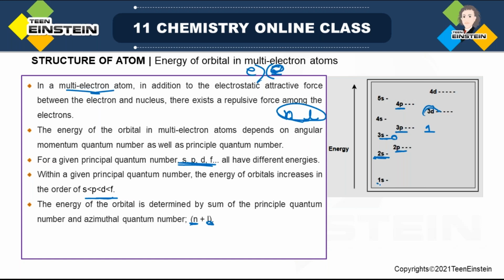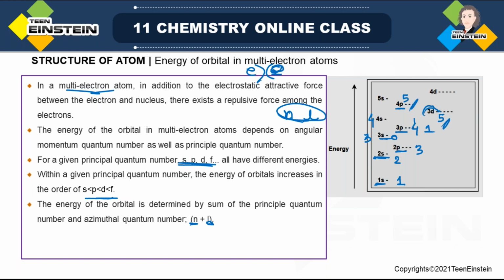Okay, so that is why for 1s, the n plus L value is basically 1. For 2s, the n plus L value is 2 plus 0, that means 2. Here it is 3. For 3s, it is 3 plus 0, that means 3. For 3p, it is 4. For 4s, it is 4. For 3d, it is 3 plus 2, that means 5. For 4p, 4 plus 1, that means 5. Now you can see there is a tie between these two.